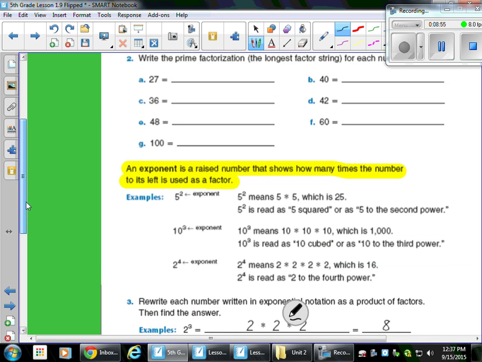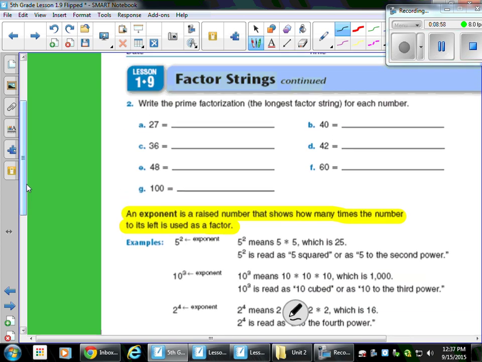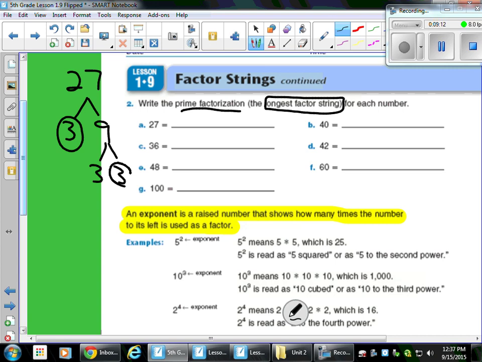You also have to do this page today, okay? List the prime factorizations. So right now we're looking for the longest factor string. So we're going to take 27 and do the prime factorization of 27. We'll do this one together. How about 27? We have 3 times 9. 3 is a prime number. 9 is not. 3 times 3 times 3. That's all we have to do for that one.